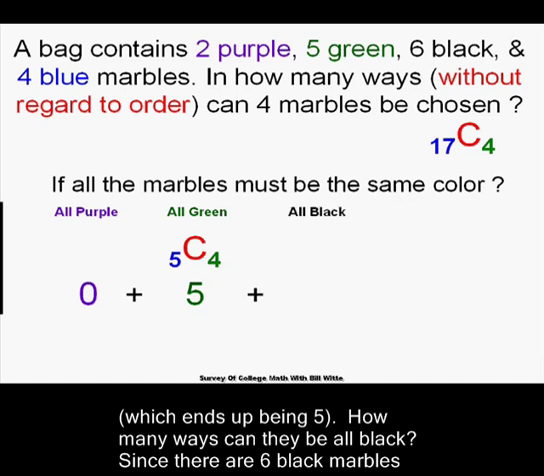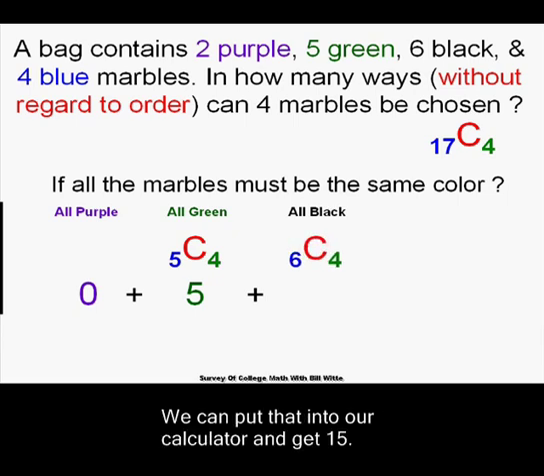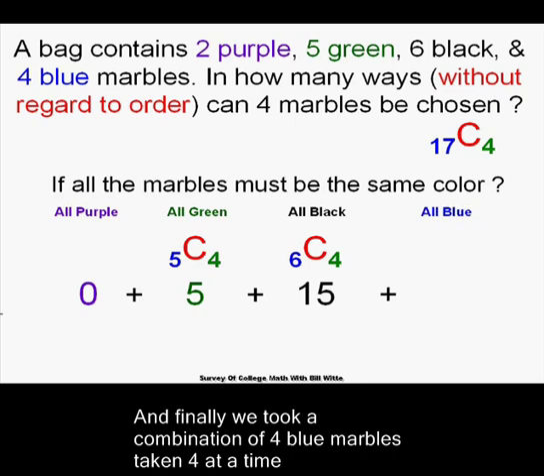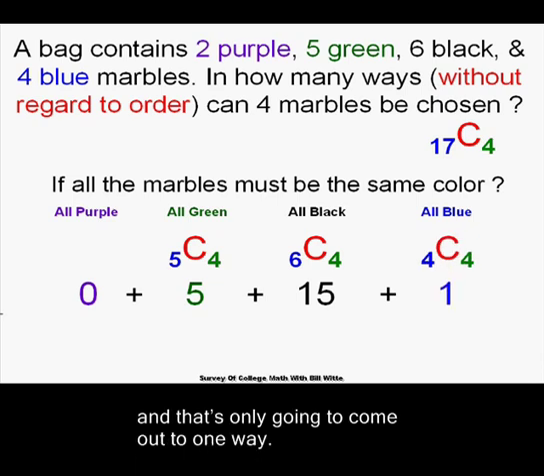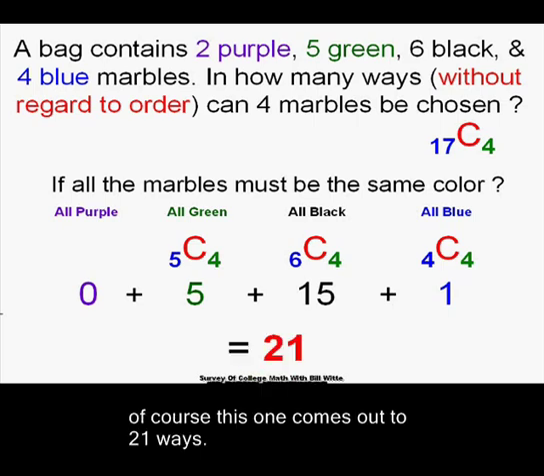How many ways can they be all black? We have 6 black ones, so that's a combination of 6 marbles taken 4 at a time. We put that into our calculator and get 15. And then a combination for the blues of 4 marbles taken 4 at a time, and that's only going to be 1. I'm trying to show you not to be afraid to break problems up into a lot of littler problems. And of course, this one comes out to 5 plus 15 plus 1, or 21.